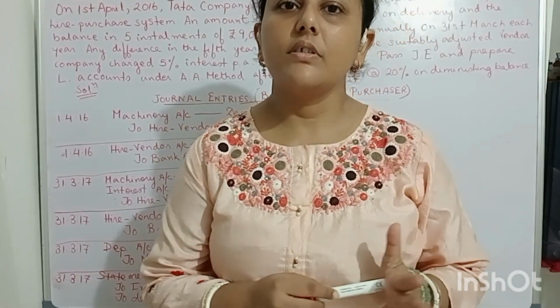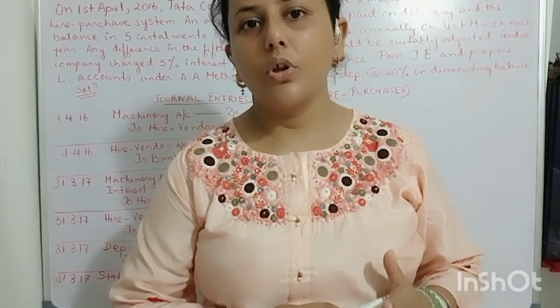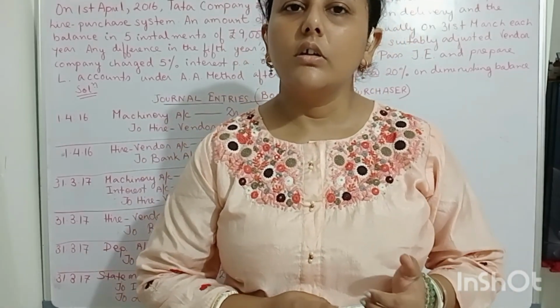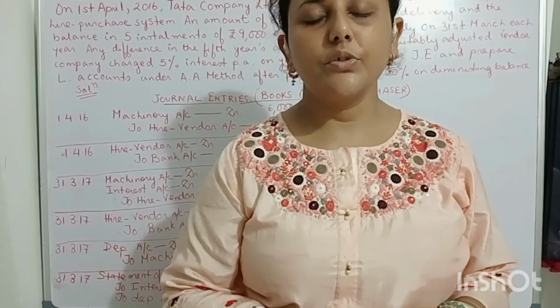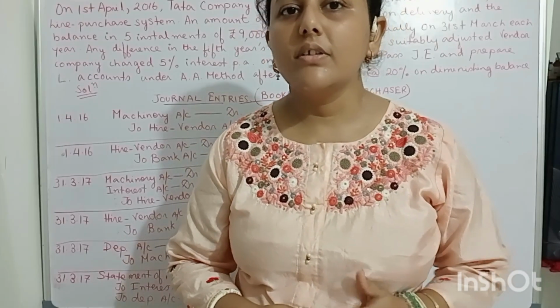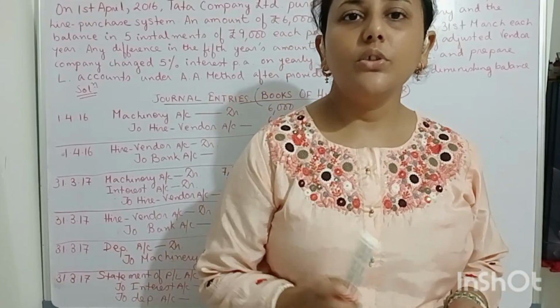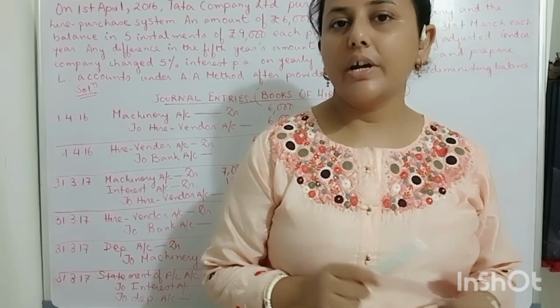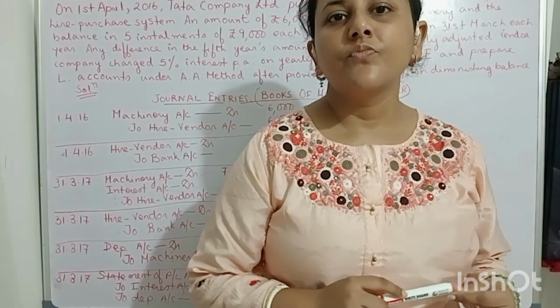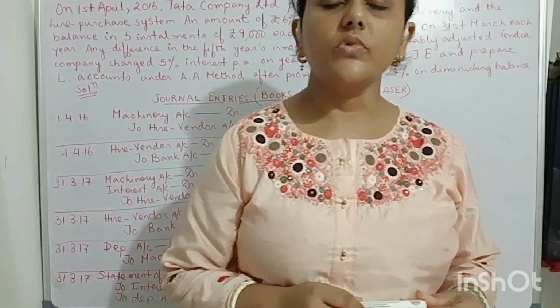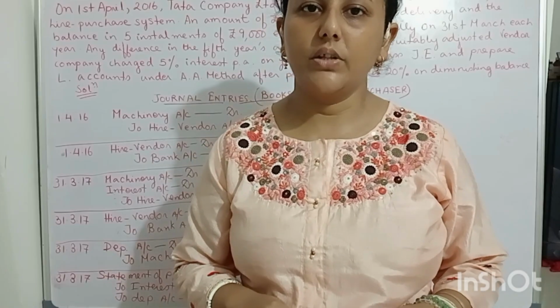Under the hire purchase system there are two methods to record journal entries in the books of the hire purchaser. The first one is the full cash price method and the second one is the asset accrual method. I have given you the journal entries also. You can check out my previous videos, where you will find the journal entries passed under the asset accrual method.